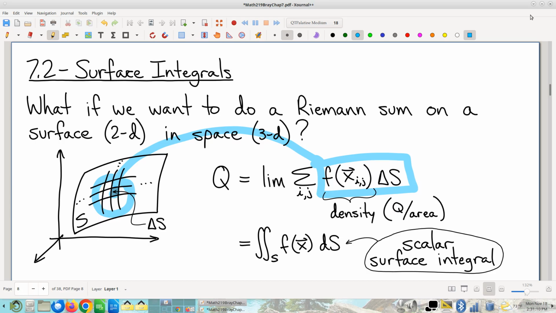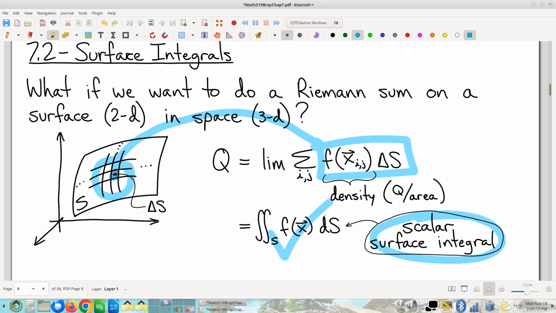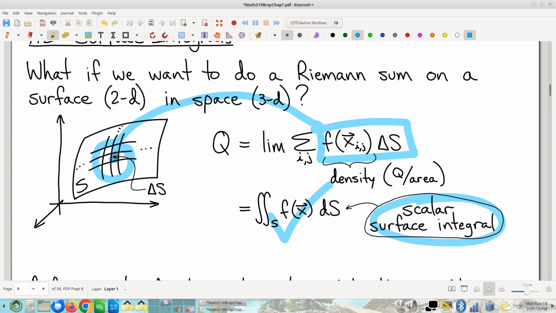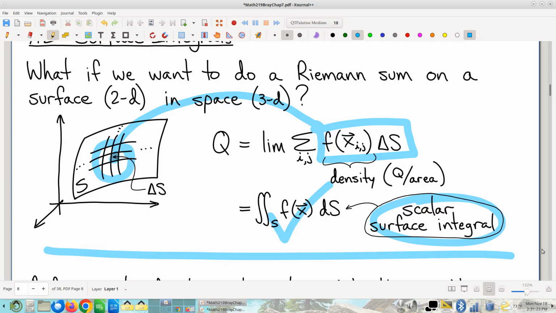So this is called a scalar surface integral. We use this notation, and it's just like line integrals with a different geometry, and we will pick up here next time and talk about how to compute them.